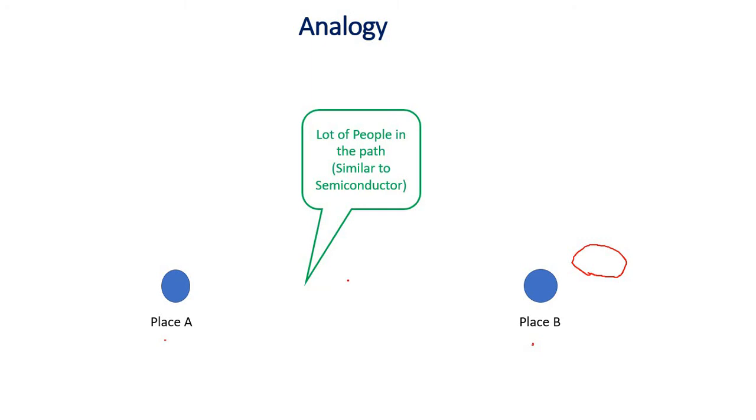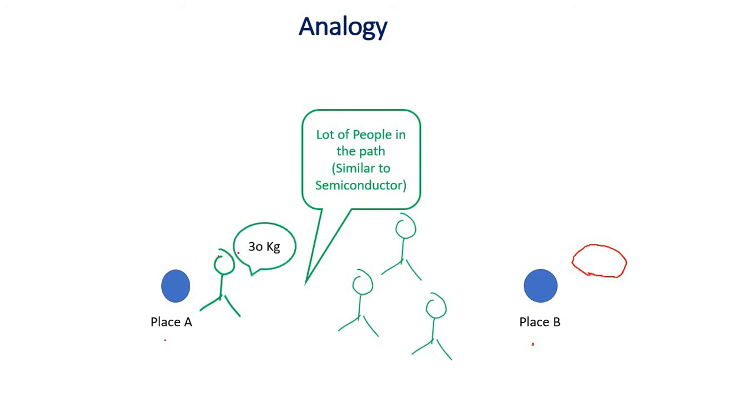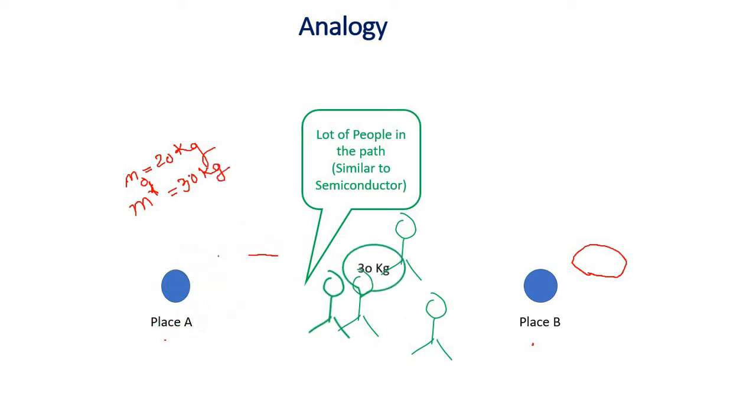Now what you can do, because there are a lot of people there, is increase the weight. It is the same person, but right now you have increased the weight. That means the person will take more time. So the effects on this person are accumulated in the mass. So m naught was 20 kg and m star is 30 kg. This is an analogy. So now the person is facing some hurdles and reaching that point.